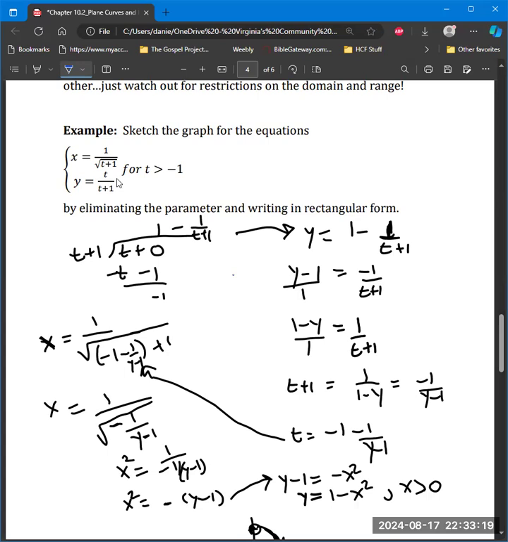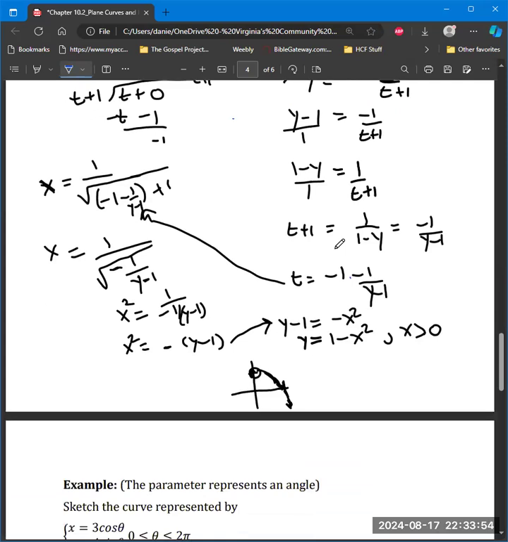And I get 1 minus y, over a denominator of 1, is equal to 1 over t plus 1. I'm going to take the reciprocal of both sides now, and t plus 1 is going to be 1 over 1 minus y. Subtract 1 from both sides, and I get t is equal to 1 over 1 minus y minus 1. And then this is the same thing as -1 over y minus 1. I prefer my variables first, so I put the negative back up in the numerator there. And I'm going to leave it just like that.